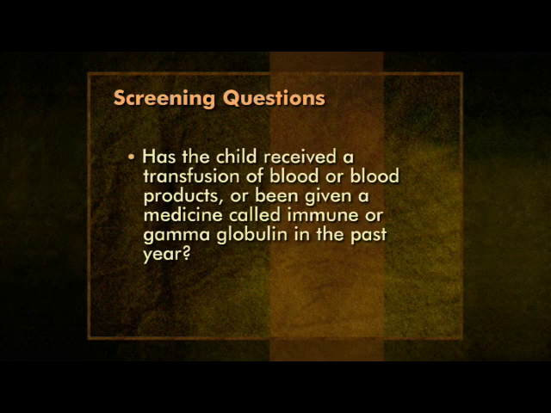The next question probes for recent receipt of antibody-containing products. Has the child received a transfusion of blood or blood products or been given a medicine called immune or gamma globulin in the past year? Passively acquired antibody may reduce the effectiveness of MMR and varicella vaccines. MMR and varicella vaccines generally should not be given to persons who have recently received antibody-containing blood products.